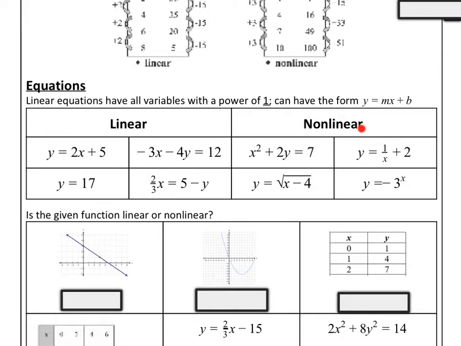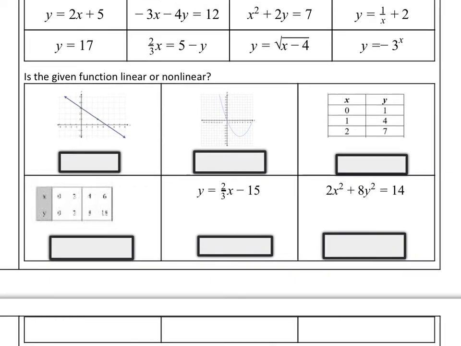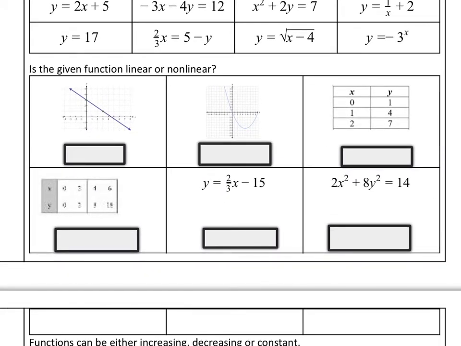Nonlinear relationships, you'll see things like x squared, this fraction 1 over x, 1 over your variable, a square root, that radical symbol, square root of x minus 4, or even a variable in your exponent like this, y equals negative 3 to the x. These are all nonlinear. Using those as examples, see if you can label each of these graphs, tables, or equations as linear or nonlinear. Do that now.